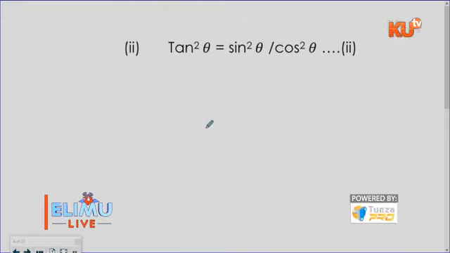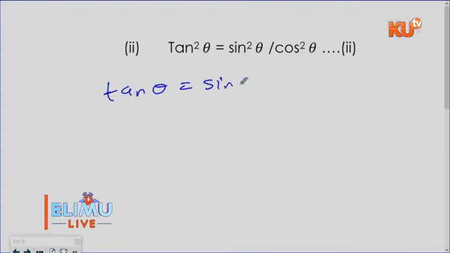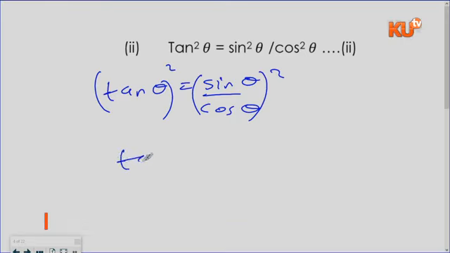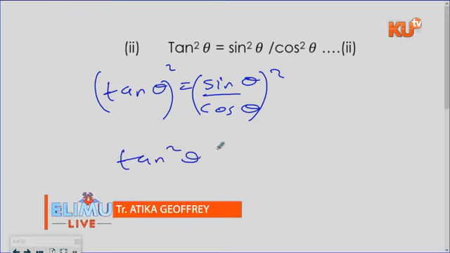You did this in Form 2 where you said tan theta is equal to sine theta over cos theta. So in Form 4, what we are only adding is that we are squaring this. You square both sides, and you will end up having tan squared theta is equal to sine squared theta over cos squared theta. So we shall just be playing around with these two identities, learner. Make sure you remember these identities.